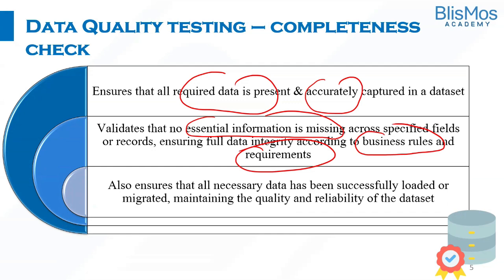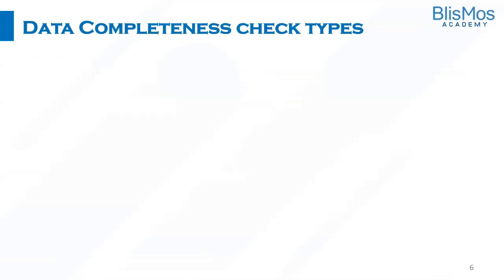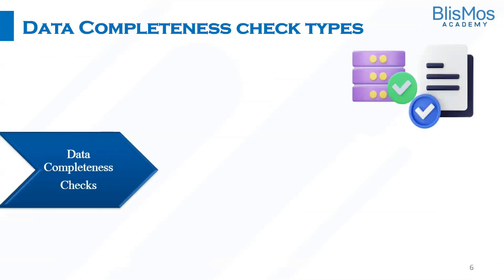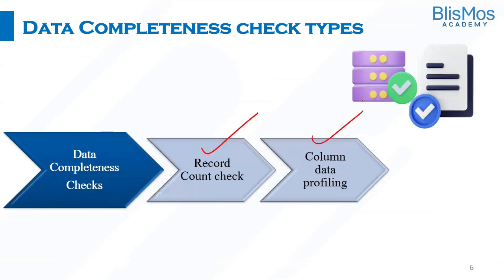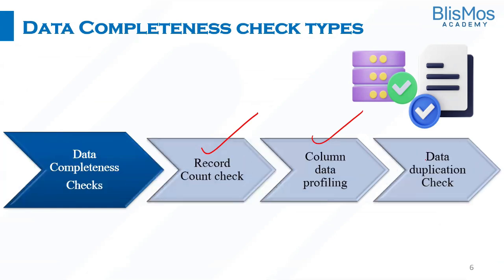As a part of the completeness check, we will also ensure the data is loaded or migrated without compromising the quality and reliability of the data. All of this would be checked or validated through completeness check. We do have different types of completeness check, and they are: one is record count check, the second one is column data profiling, the third one is data duplication check. Let us look at them one by one in the subsequent videos.